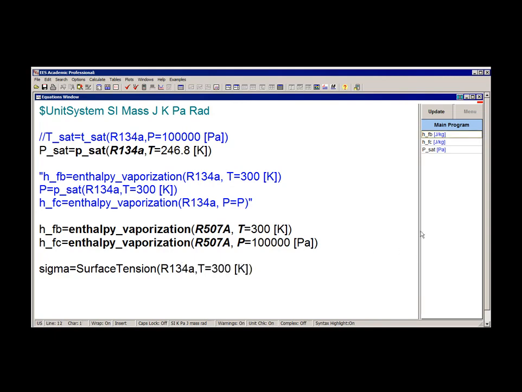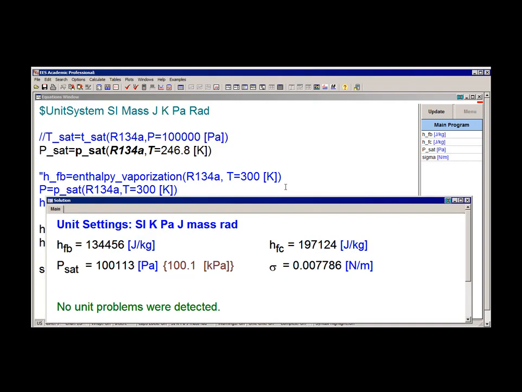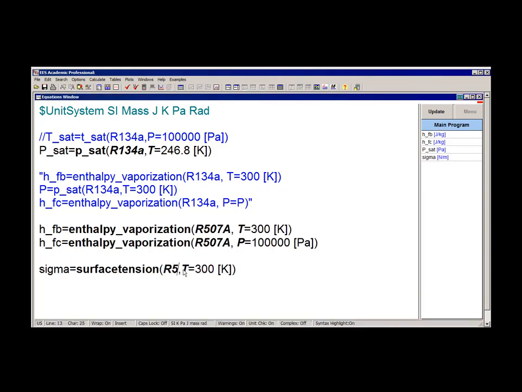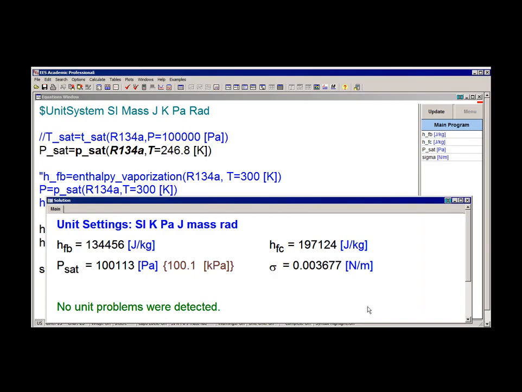The surface tension function requires the name of the fluid and a temperature. So here I'm getting it for R134a. And surface tension is also defined for a mixture. So here I'm getting the surface tension of R507A.